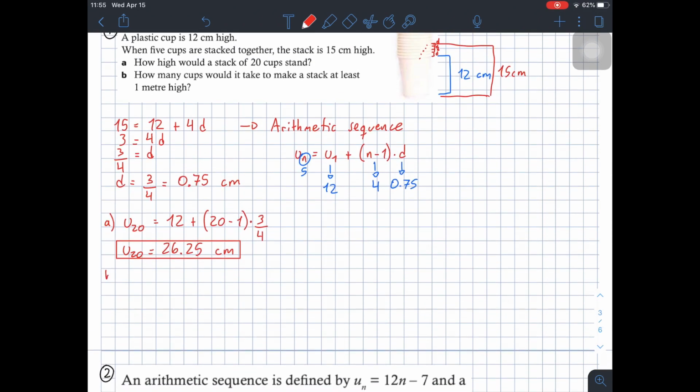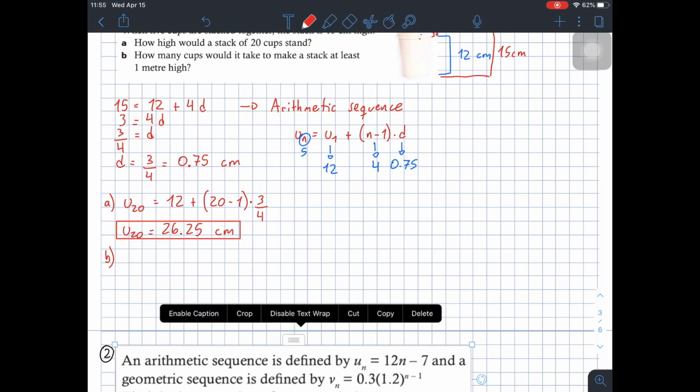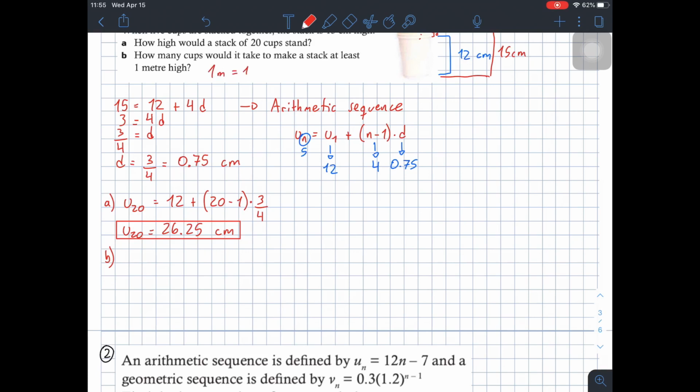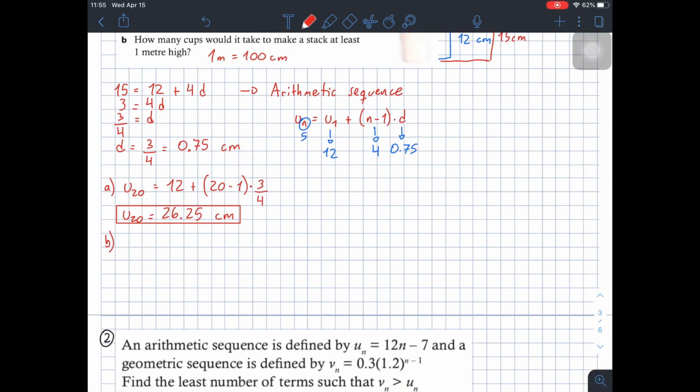Then for part B, how many cups would it take to make a stack at least 1 meter high? If we convert 1 meter to centimeters, 1 meter is 100 centimeters. So if we want a height of at least 100 centimeters, we could use this 100 as our Un, right? So we could say 100 equals U1, which is 12, plus n, we don't know the value of n, we want to know the number of cups, times the common difference, which is 3/4. So then we would solve for n and get the value.